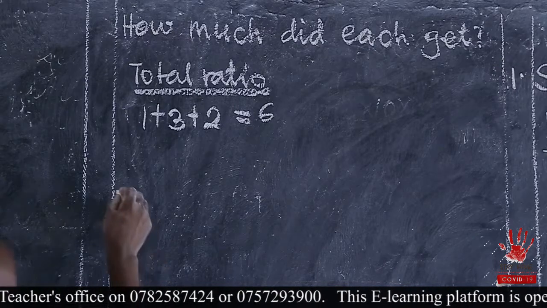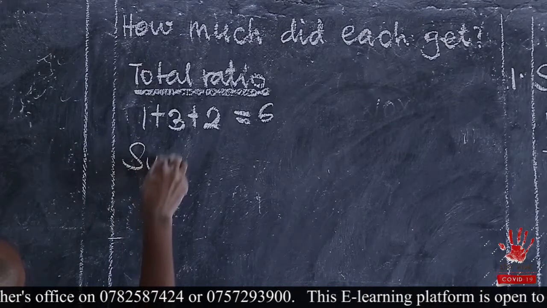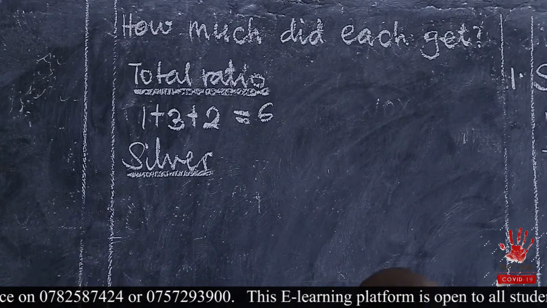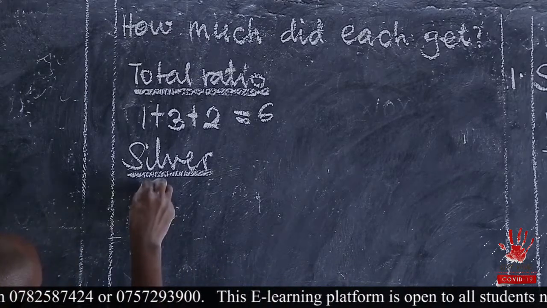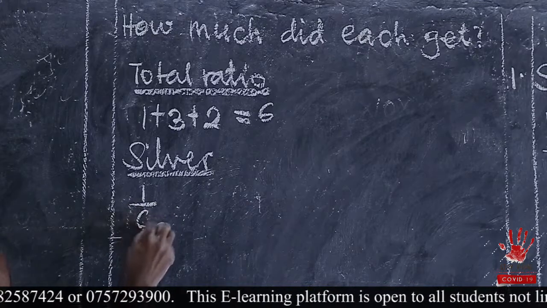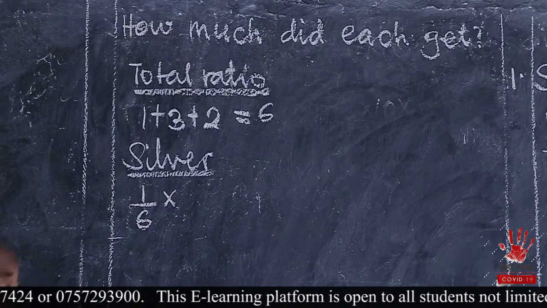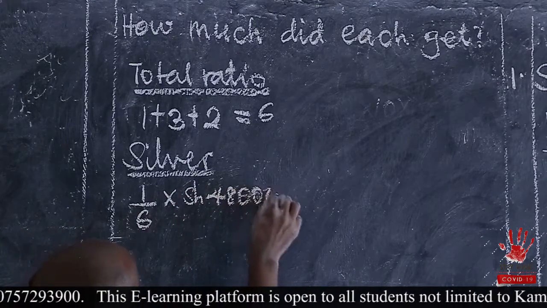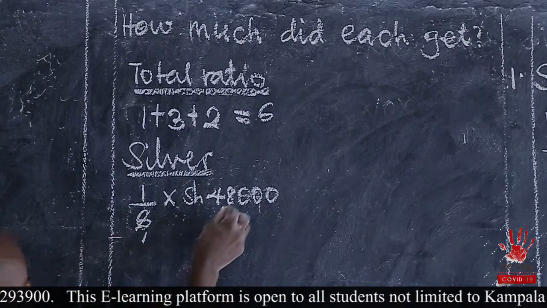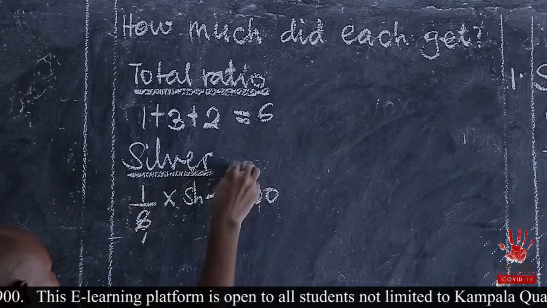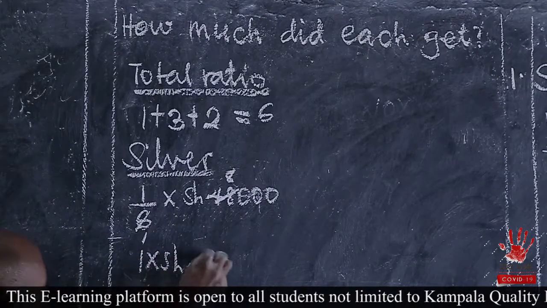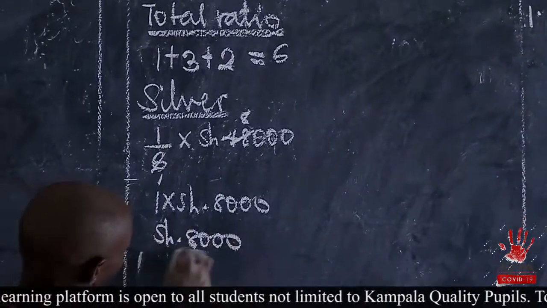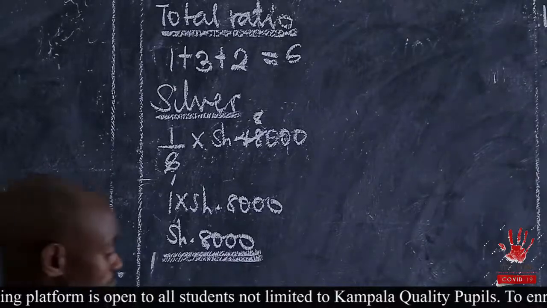So the first one is Silver. So Silver has how many parts? First name, first ratio, 1, out of the total ratio, 6, times how much money are they sharing? They are sharing 48,000 shillings. So we shall have by 6, 1. By 6, we are getting 8. So we shall have 1 times 8,000. And this one is going to give you 8,000 shillings.